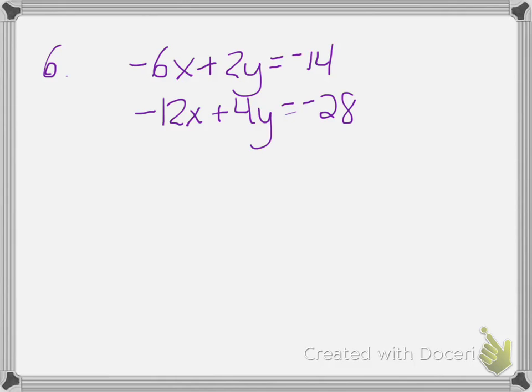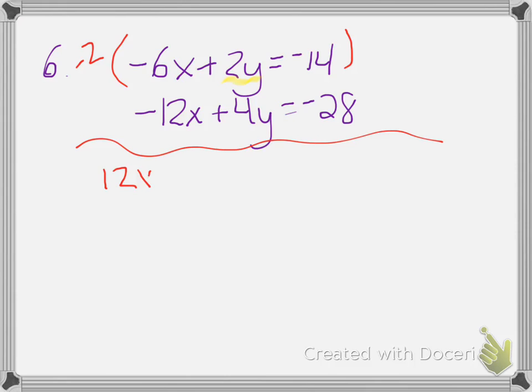So I'm going to take this top one and multiply it by negative 2. That's so that this will become negative 4 and then cancel with the other 4y. And so my new equation, I should have left enough room, but I didn't, so I'll write it down here. My new equation is 12x minus 4y equals positive 28. And that's for the top equation when I run the 2 through.